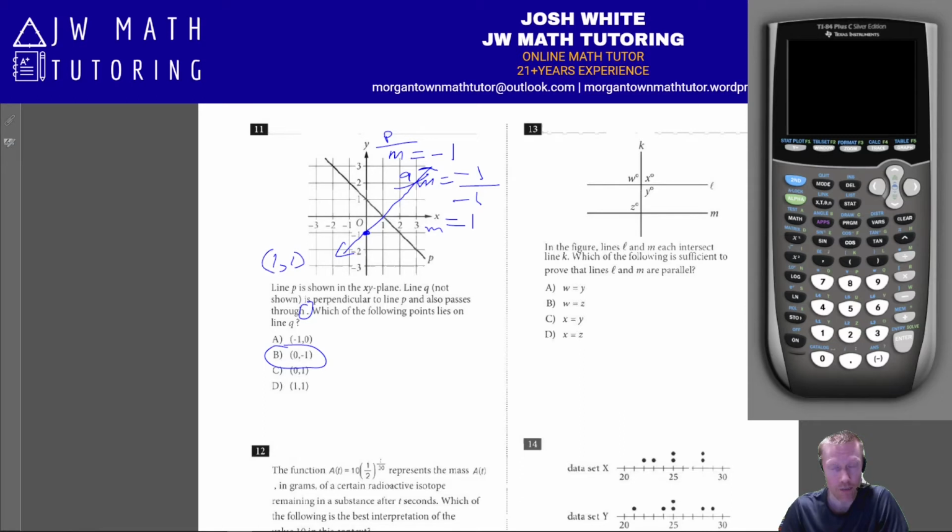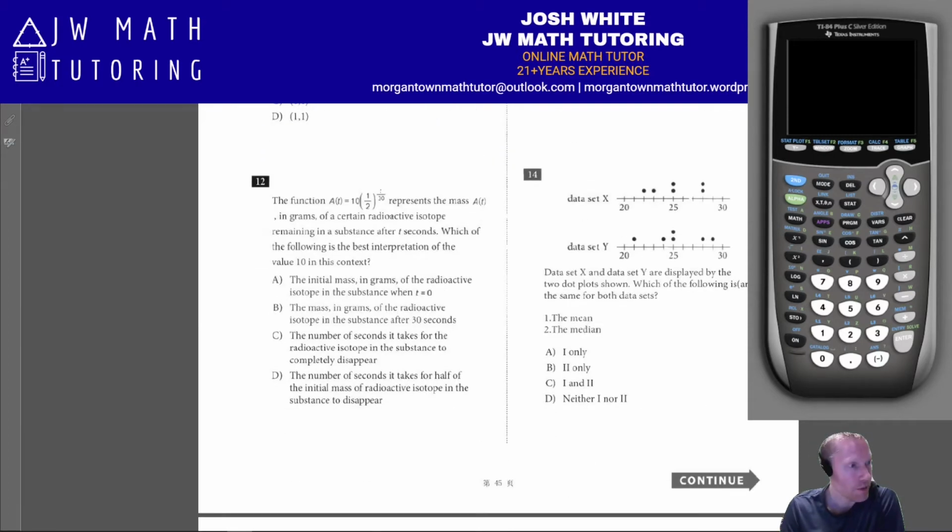But again, impossible to know that without actually seeing the exact test in front of us. The reason I'm guessing 1, 1 is because it says it also passes through, which implies that P passes through this missing point in addition to Q. And 1, 1 would make sense, as that's where they intersect.